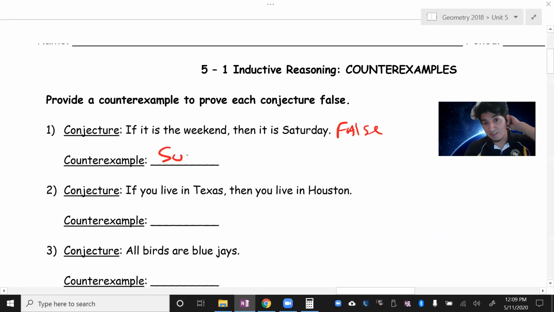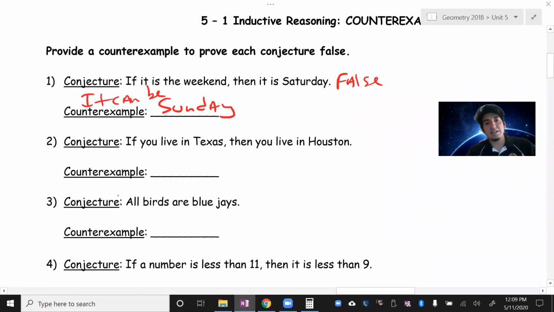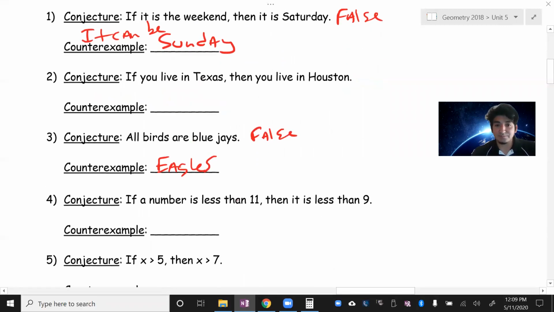So in this way, it could be Sunday. It can be Sunday. So that's the one we have. Now, conjecture, all birds are blue jays. So somebody's saying this. Is that true or false? It would be false. Why? Because you can see eagles. Okay. So just throwing it out there.